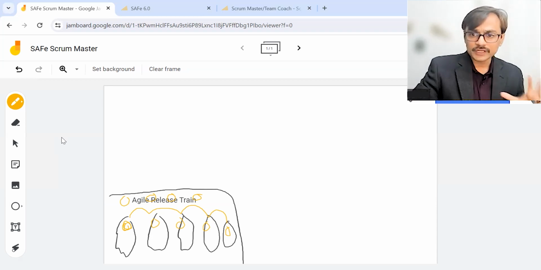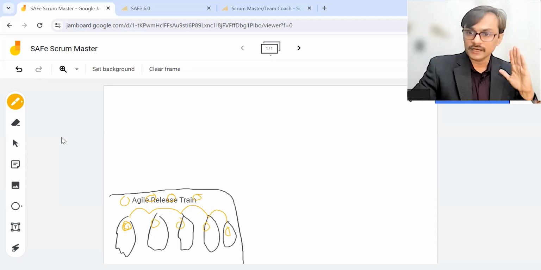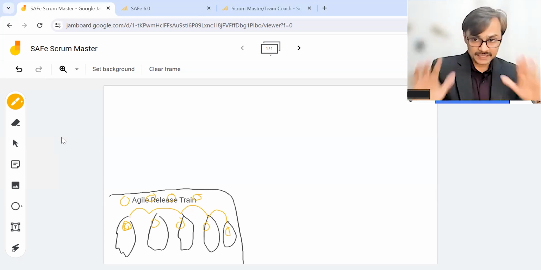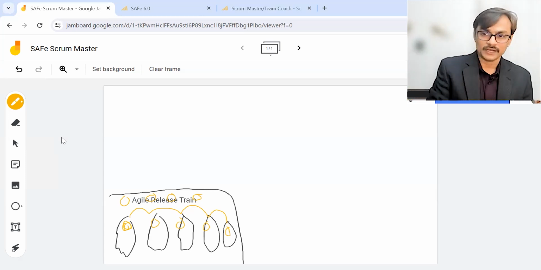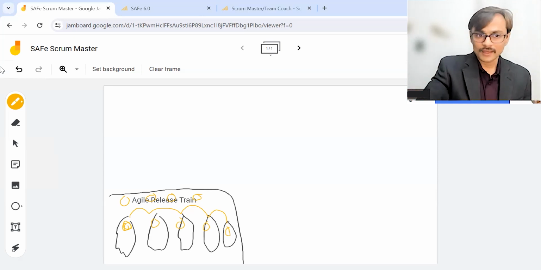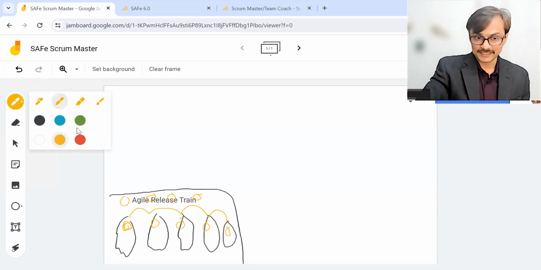What is the meaning of it? They have a bigger goal. They have a backlog which is directly at a train level, and then they have a specific backlog at the team level. So by this, we should understand two things by now: the Agile team and the Agile Release Train. Any comment till here? If this is understood, then I will take it forward.